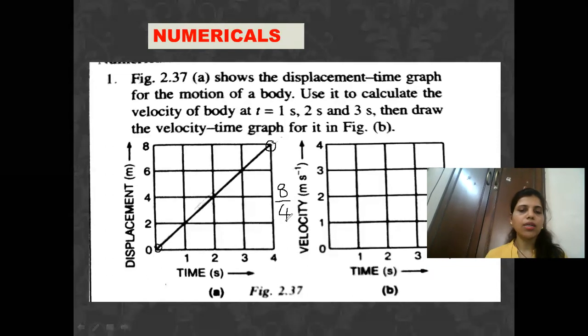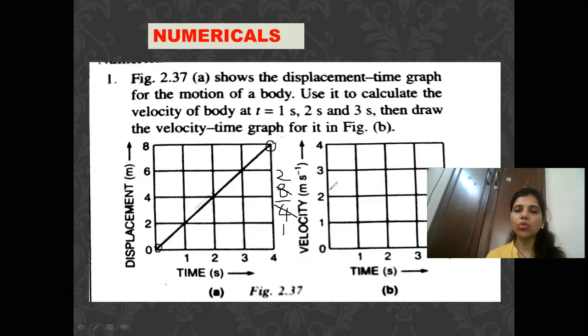So please check, 8 is the y2, and y1 is 0. So y2 minus y1, that is 8 minus 0, upon x2 minus x1, that is 4 minus 0. So 8 minus 0 is 8, 4 minus 0 is 4. Now when I cancel this, 4 ones are 4, 4 twos are 8, so I get the answer 2. That means the slope gives me the value for velocity, as I have told you. When you draw a displacement time graph and find the slope, the slope will give you the value for velocity, displacement upon time. So you got velocity as 2.